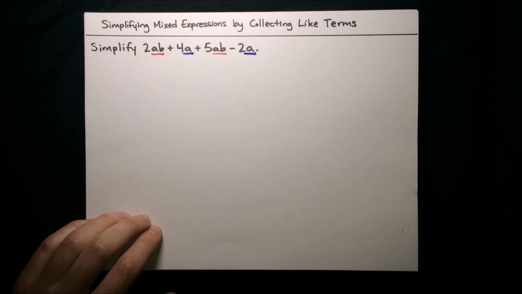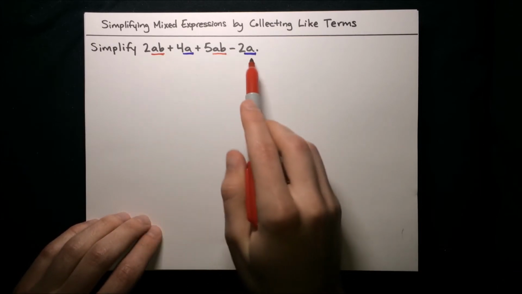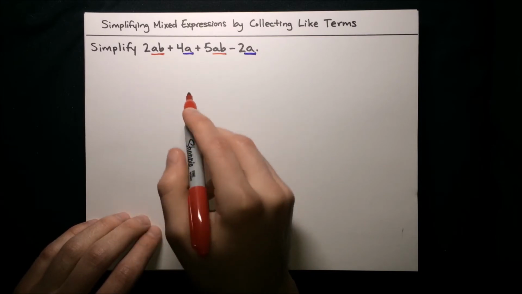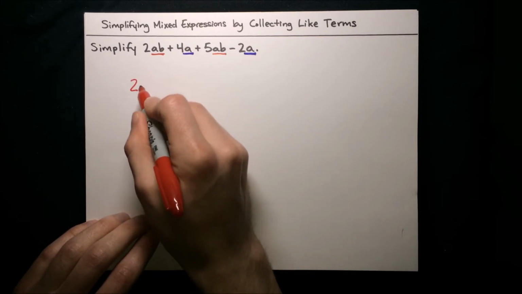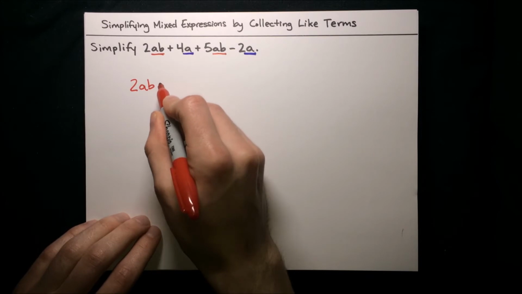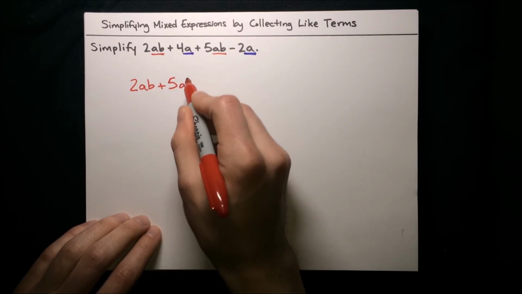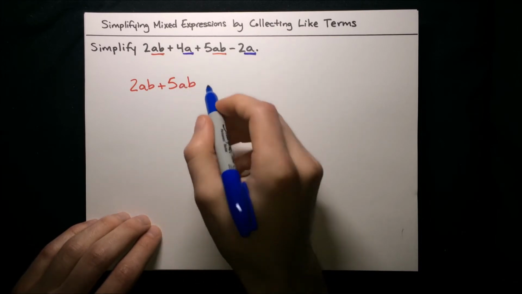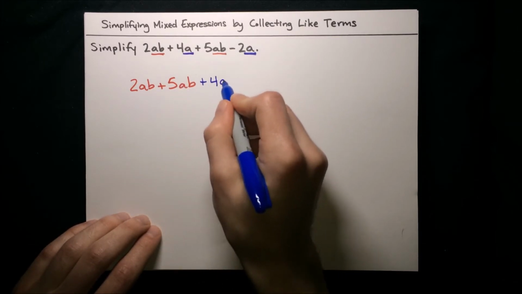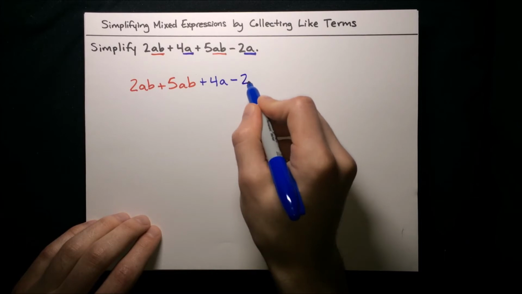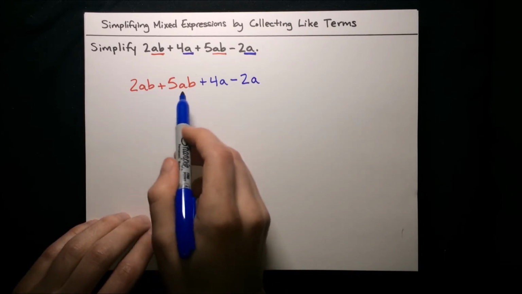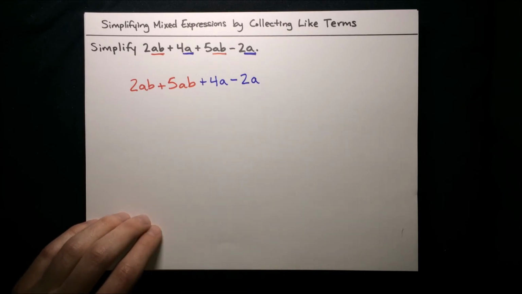Okay, so now let's rewrite this expression, moving all the like terms together. So we'll write the ab terms first. There will be 2ab and then plus 5ab, and next we'll write the a terms. So we'll have plus 4a and then minus 2a. Alright, now we see that the like terms are kind of together, and we can go ahead and simplify them.